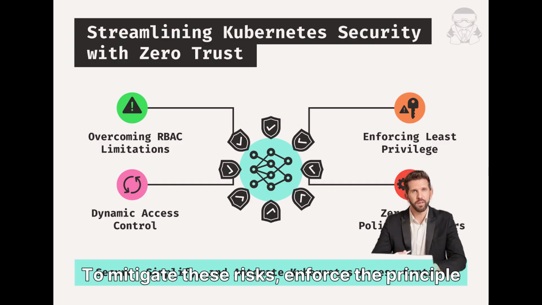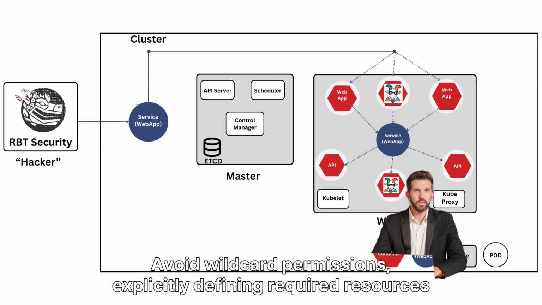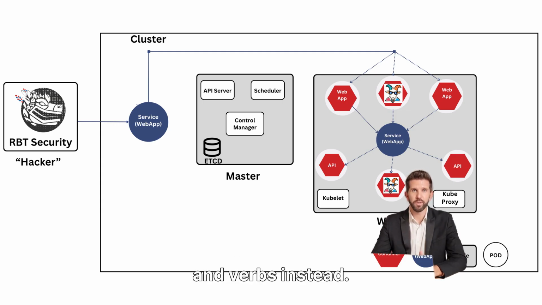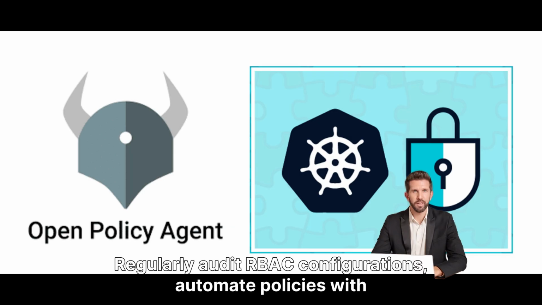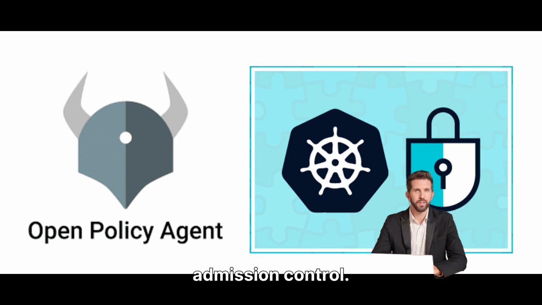To mitigate these risks, enforce the principle of least privilege, granting only essential permissions. Avoid wildcard permissions, explicitly defining required resources and verbs instead. Regularly audit RBAC configurations, automate policies with tools like Open Policy Agent, and implement admission control.